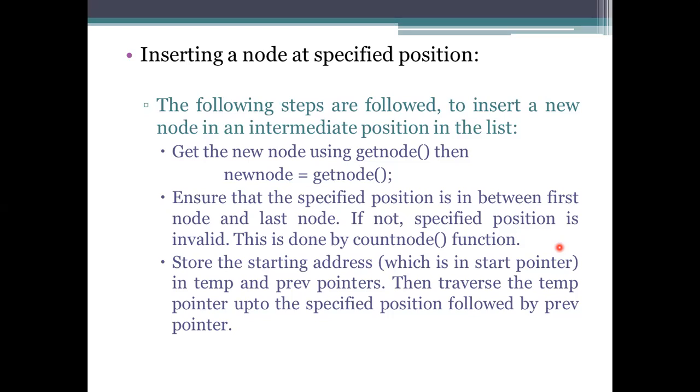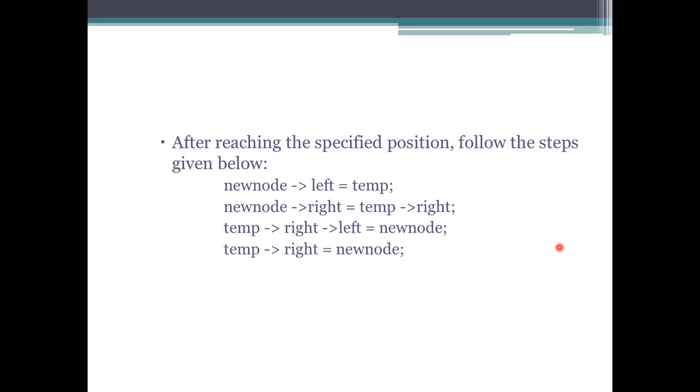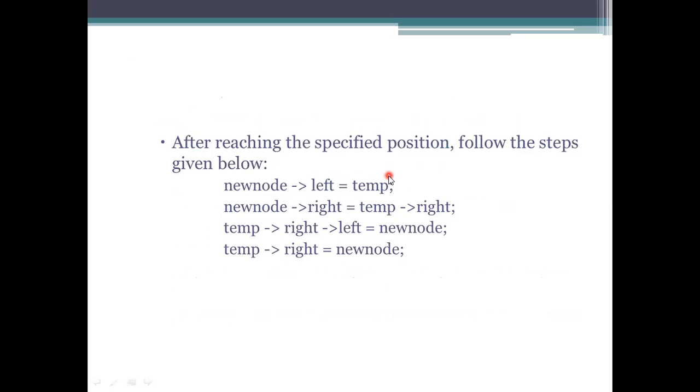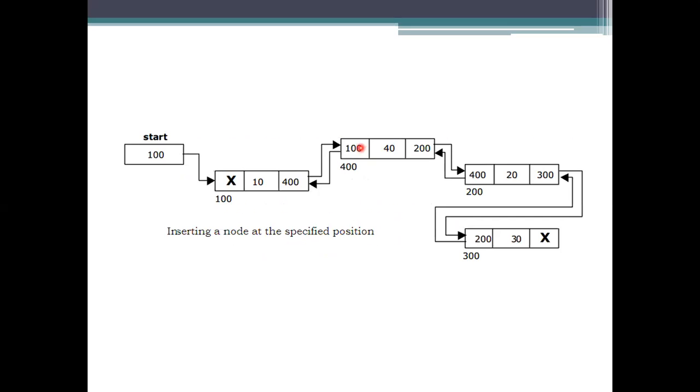What it is doing is taking how many positions there are, and at which position you need to include the node. You need to include this one before this position or after this position, you can specify it. So here it is being inserted between these two. Here, what you have to do is: the new node's left will be temporary. What is the temporary value? The temporary value has been taken as start here. In this example, we are taking the start.